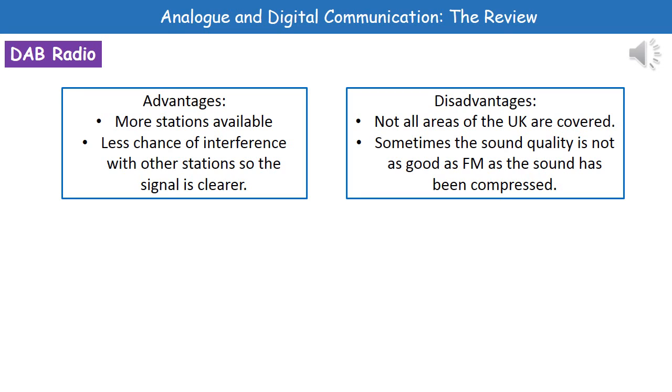There are, however, some clear disadvantages to DAB radio as well. First one is that not all areas of the UK are covered. So if you've got it in your car, you've probably noticed as you're driving along somewhere, you've got a signal and then all of a sudden the signal goes. That's because you've just hit an area where it's not covered by the DAB signal.